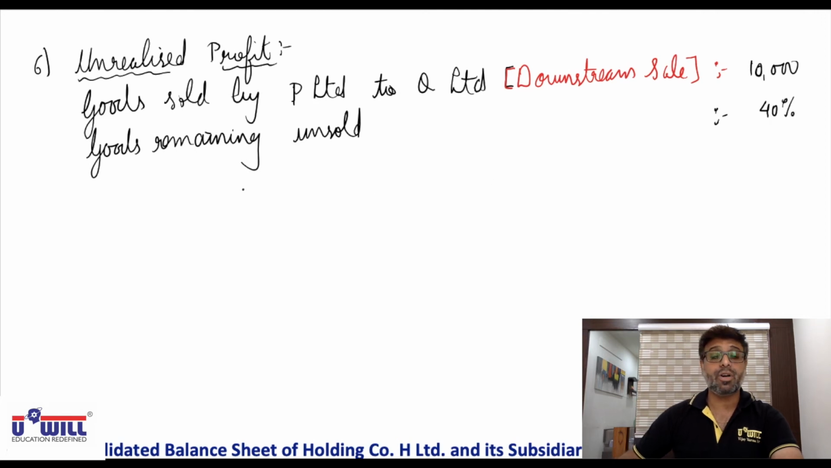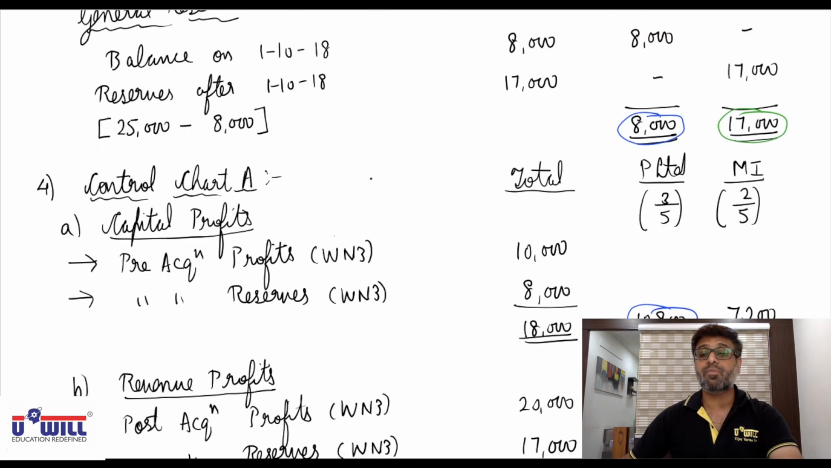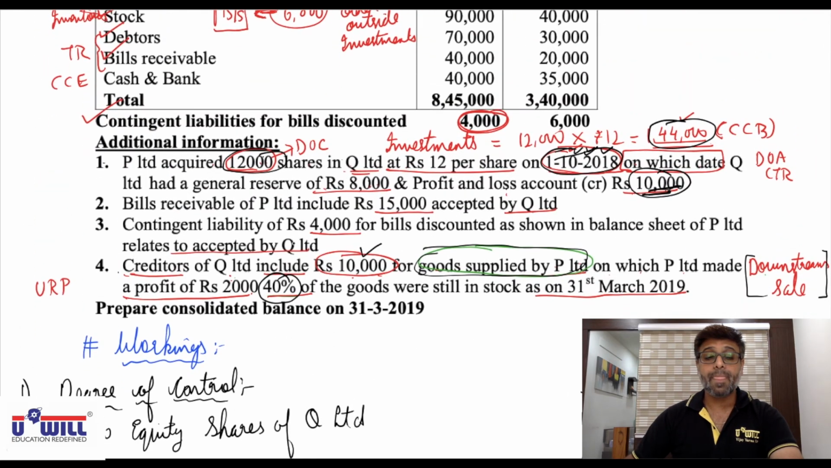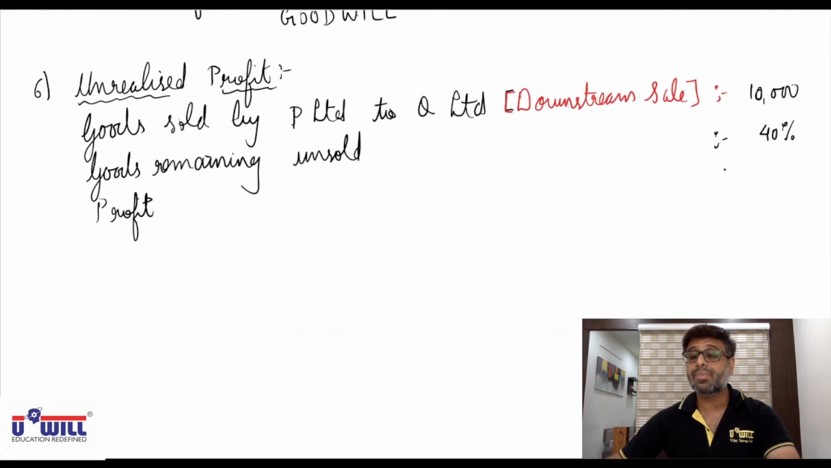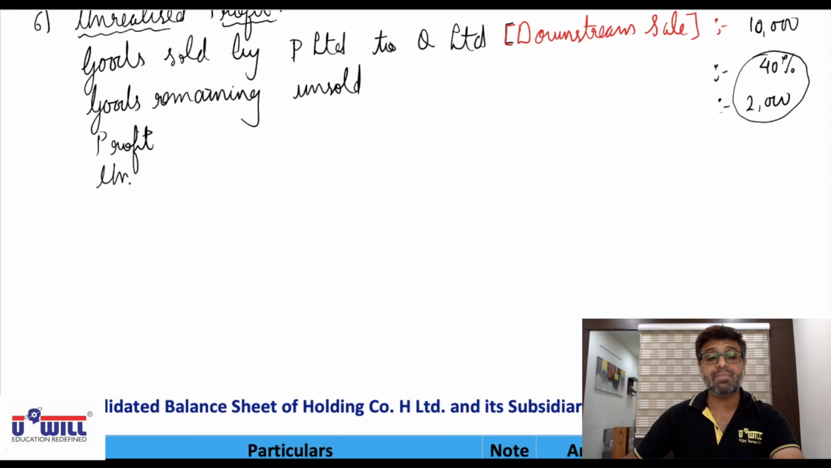And third information what we require is the information of profit. What information of profit is given to you? 40% remain unsold and clearly given P Limited made a profit of 2,000. Total profit made is 2,000. So unrealized profit is only on unsold goods. Means 2,000's 40%. Unrealized profit will be 800.